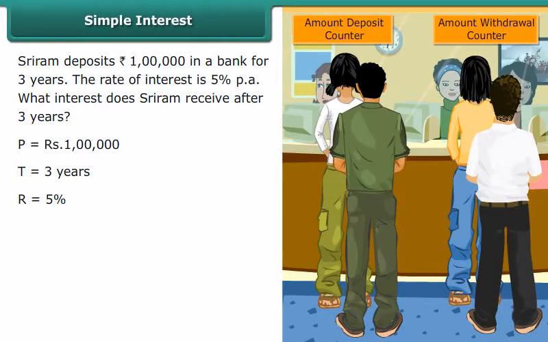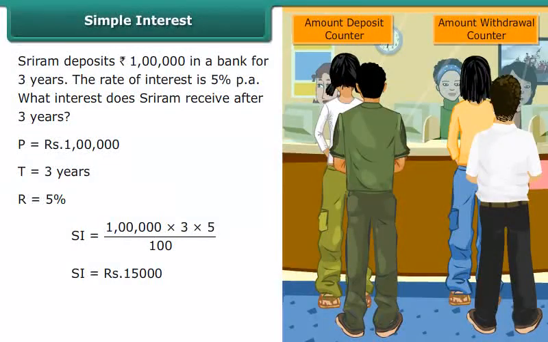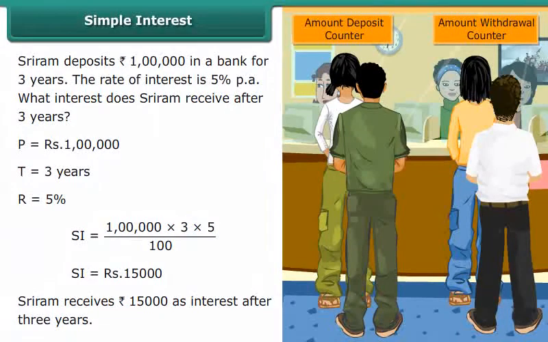Now by substituting the values in the formula we get SI is equal to 1 lakh into 3 into 5 whole upon 100, which equals rupees 15,000. Sriram receives rupees 15,000 as interest after 3 years.